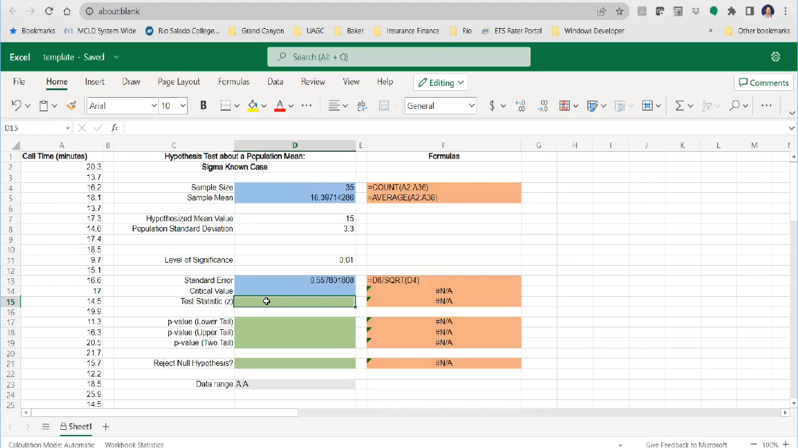The test statistic is going to be the z-value of your sample mean using the standard error. So I'm going to do equals the observed sample mean, I'm going to put in parentheses, minus the hypothesized mean, and divide by the standard error. All right, so that's the x bar minus mu h, the hypothesized mean, divided by the standard error.